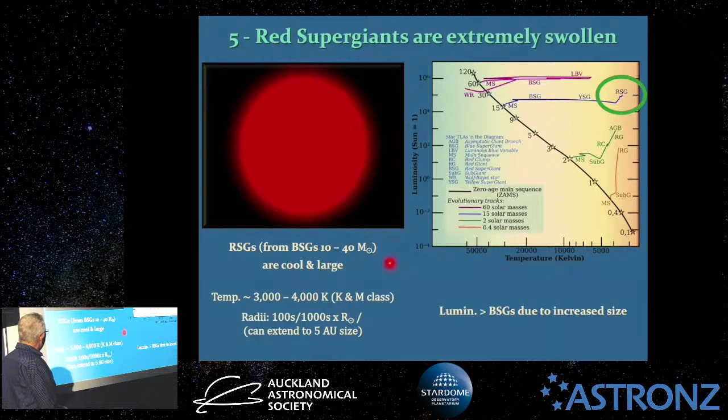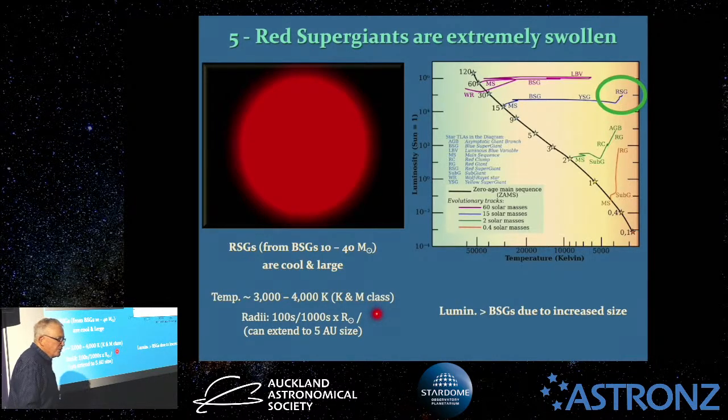So these are from the blue supergiants between about 10 and 40 solar masses that have remained stable enough and have just gently swollen more and more and more out till they get to this size. Their temperatures are down into the K and M classes, so about 3,000 to 4,000 degrees. Here, this is where their radius is, the size of them.